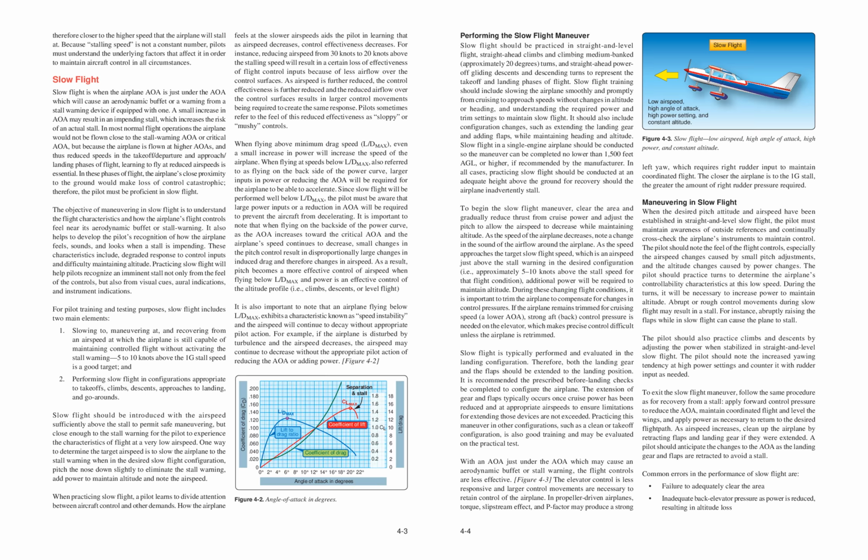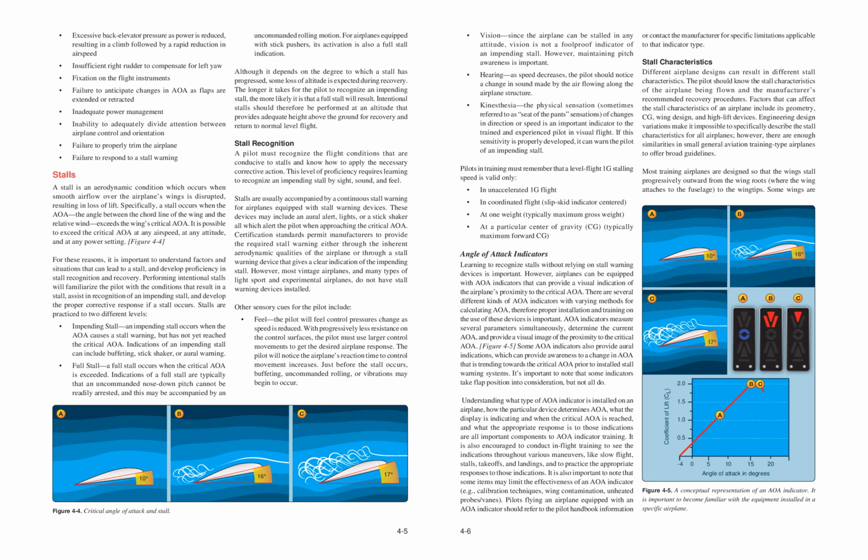Failure to adequately clear the area. Inadequate back elevator pressure as power is reduced, resulting in altitude loss. Excessive back elevator pressure as power is reduced, resulting in a climb followed by a rapid reduction in airspeed, uncommanded rolling motion. For airplanes equipped with stick pushers, its activation is also a full stall indication. Insufficient right rudder to compensate for left yaw. Fixation on the flight instruments. Failure to anticipate changes in yaw as flaps are extended or retracted. Inadequate power management. Inability to adequately divide attention between airplane control and orientation. Failure to properly trim the airplane. Failure to respond to a stall warning.